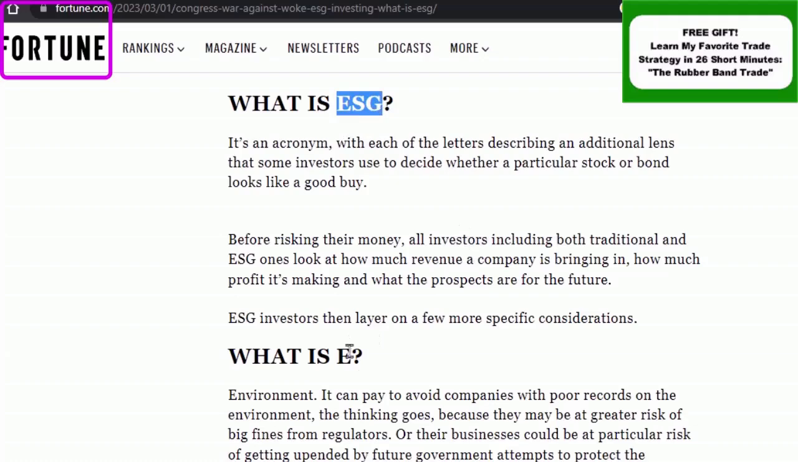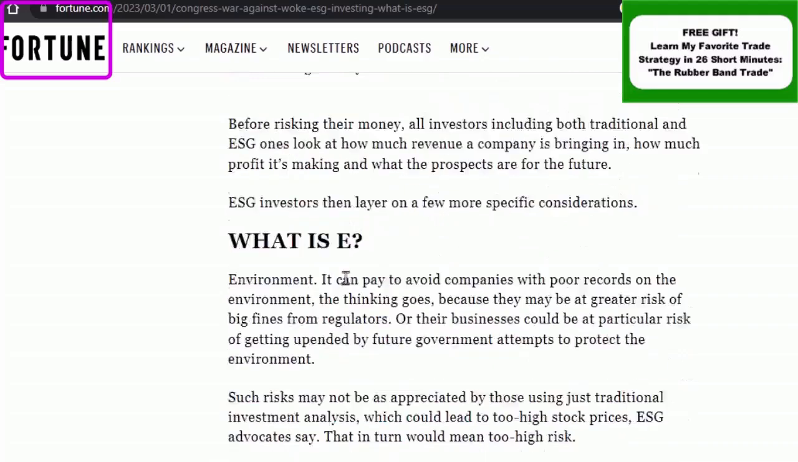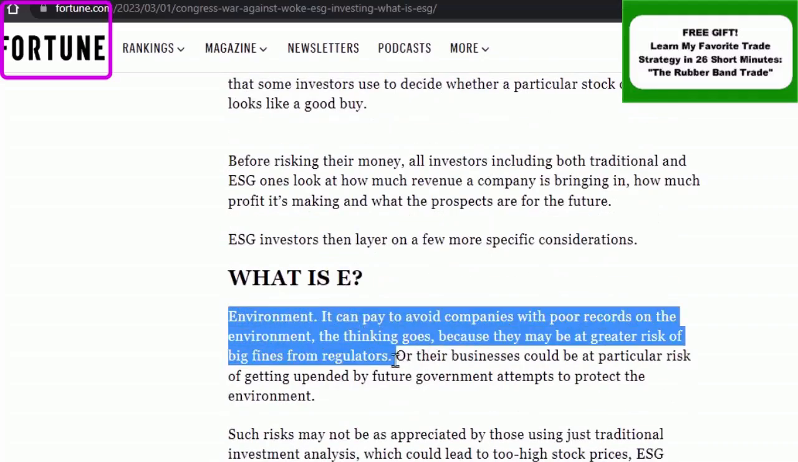ESG. So the acronym is environment. That's what E is. And then S is social. In fact, let's go back up here real quick. So E is environment. So you can see here, we'll just look at it. It can pay to avoid companies with poor records on the environment, the thinking goes, because they may be at greater risk of big fines from regulators.